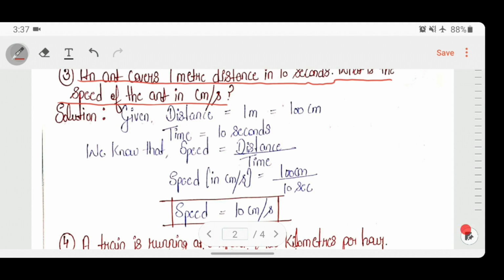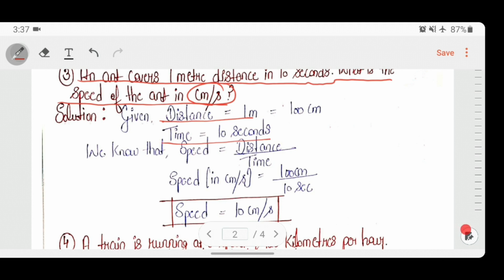Now what we have to find out here is the speed of the ant, and we have to find it in centimeter per second. So first of all, let's find out the speed of the ant in meter per second. First, we have to write all the given quantities in the question. We are given distance, which is 1 meter, and time, which is 10 seconds.